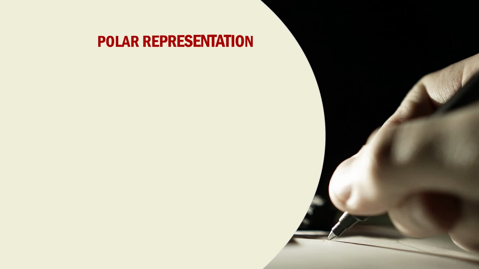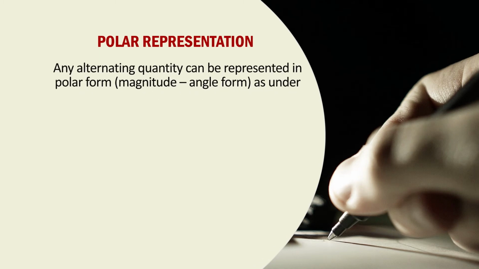Now we have to understand the polar representation. Any alternating quantity can be represented in polar form, that is, in magnitude and angle form, and it can be written as I equal to R1 angle theta 1, and the voltage equation can be written as R2 angle theta 2.